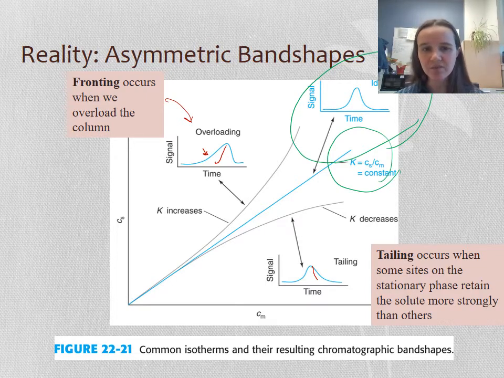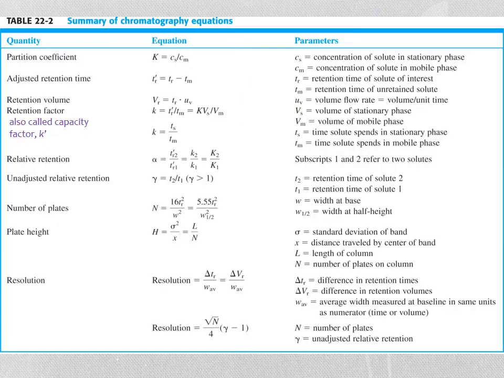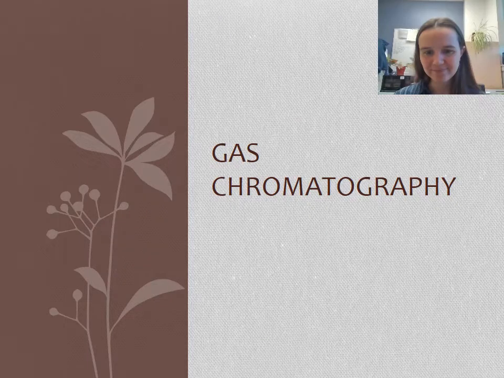And so if you're seeing fronting, you're putting too much analyte on and you should back off in the concentration. In tailing, what that means is you're probably getting some degradation of your column and you might look into purchasing a new column. This slide is overwhelming. This slide is here basically for your reference. You can pause the video and it's got a summary of a lot of the chromatography equations that you might want to have in your notes.